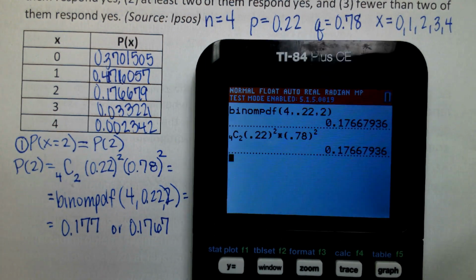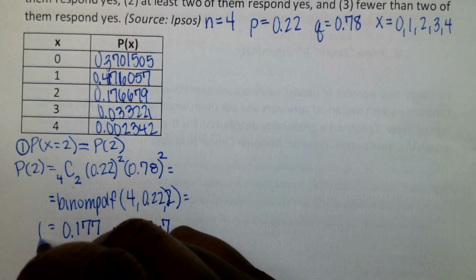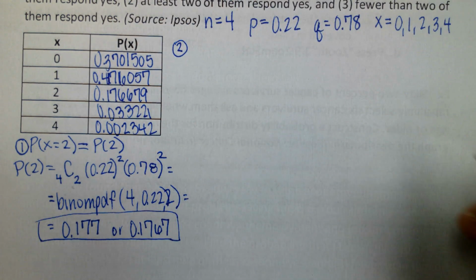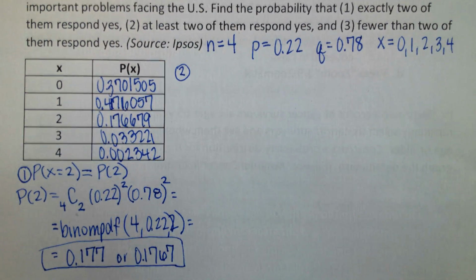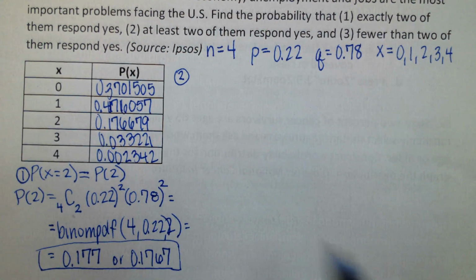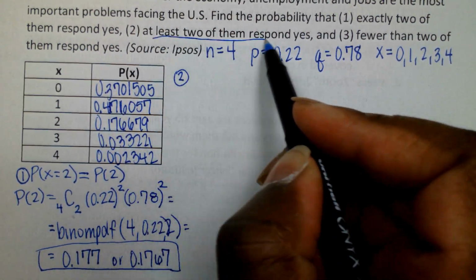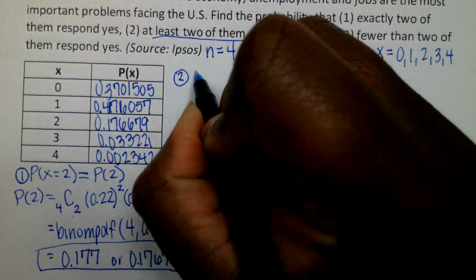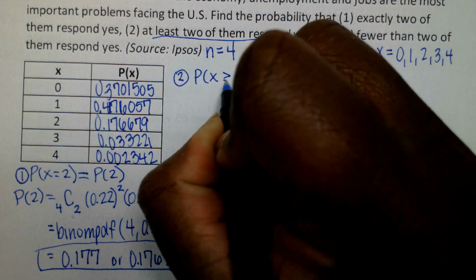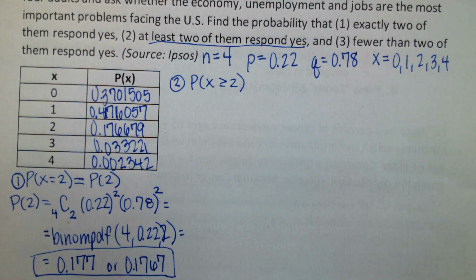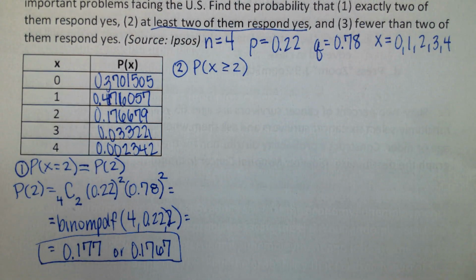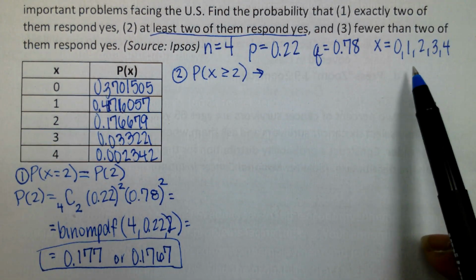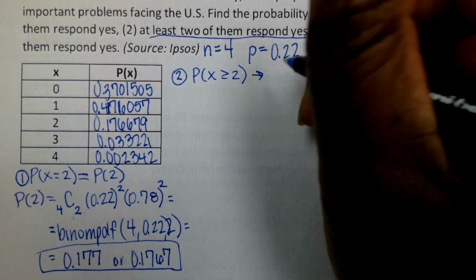Alright, on to problem number 2. Make sure to read the screen. Okay. So 2 is at least 2 of them respond yes. At least 2 respond yes. That's what it looks like in inequality or algebraically. So what does that X mean for us? At least 2. So 2, 3, and 4.